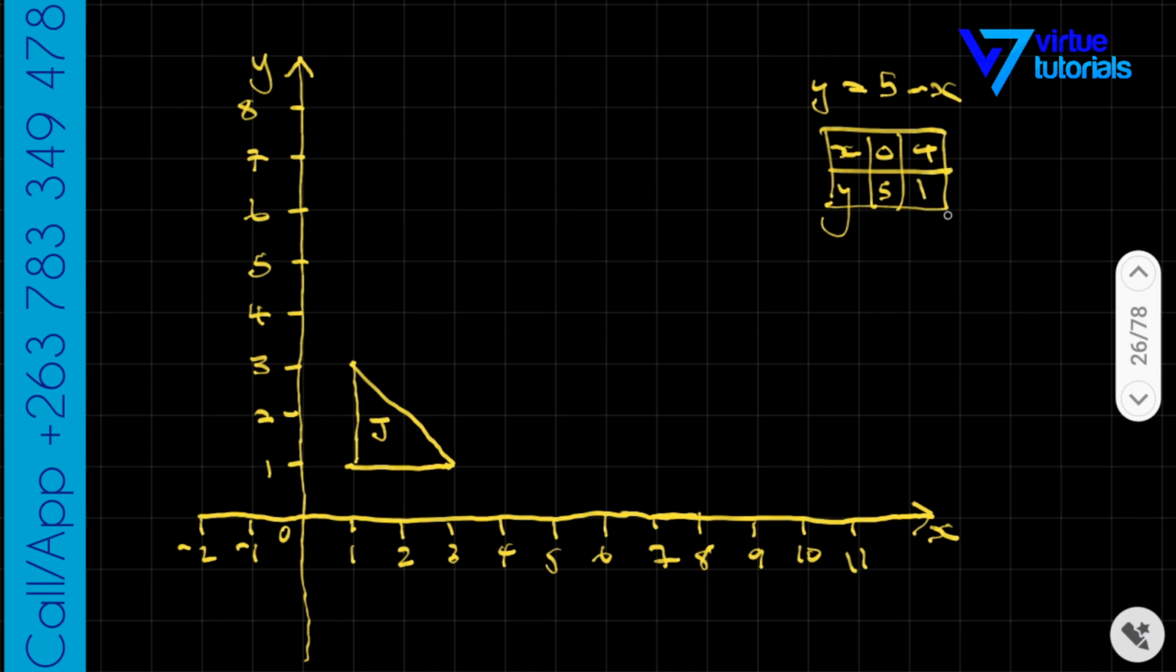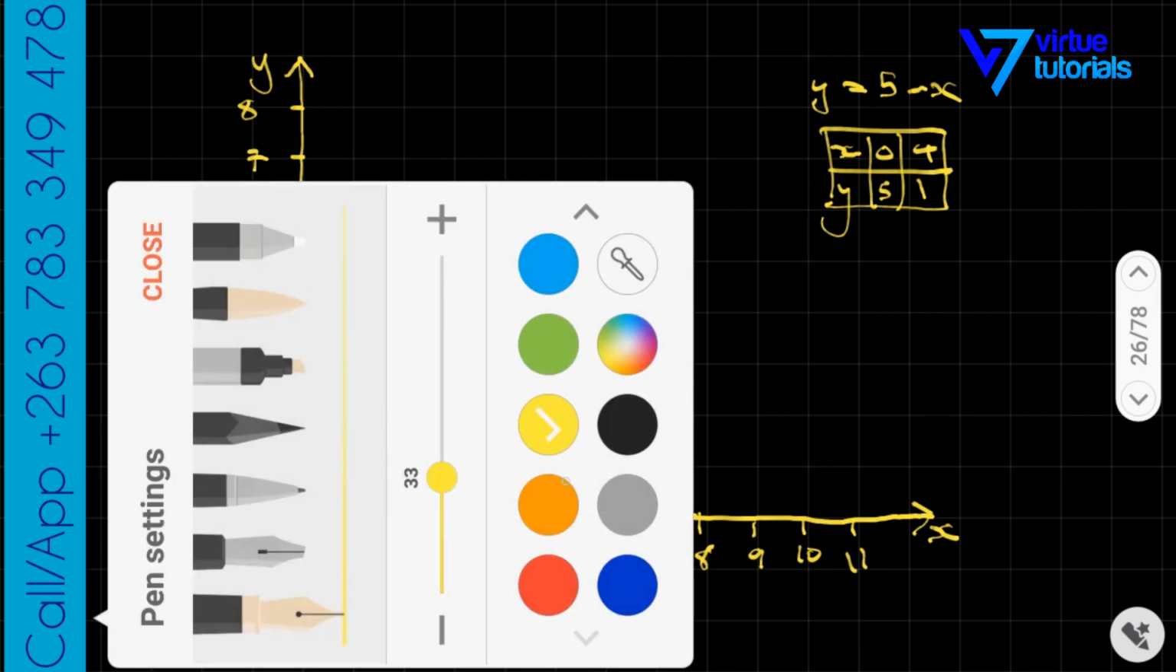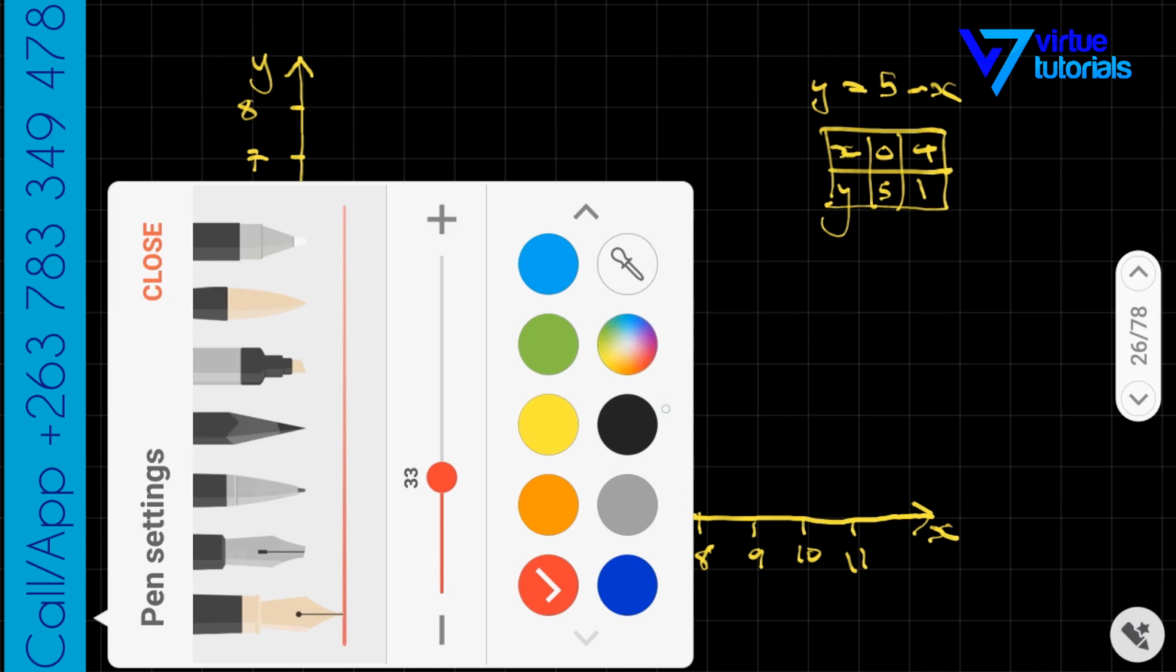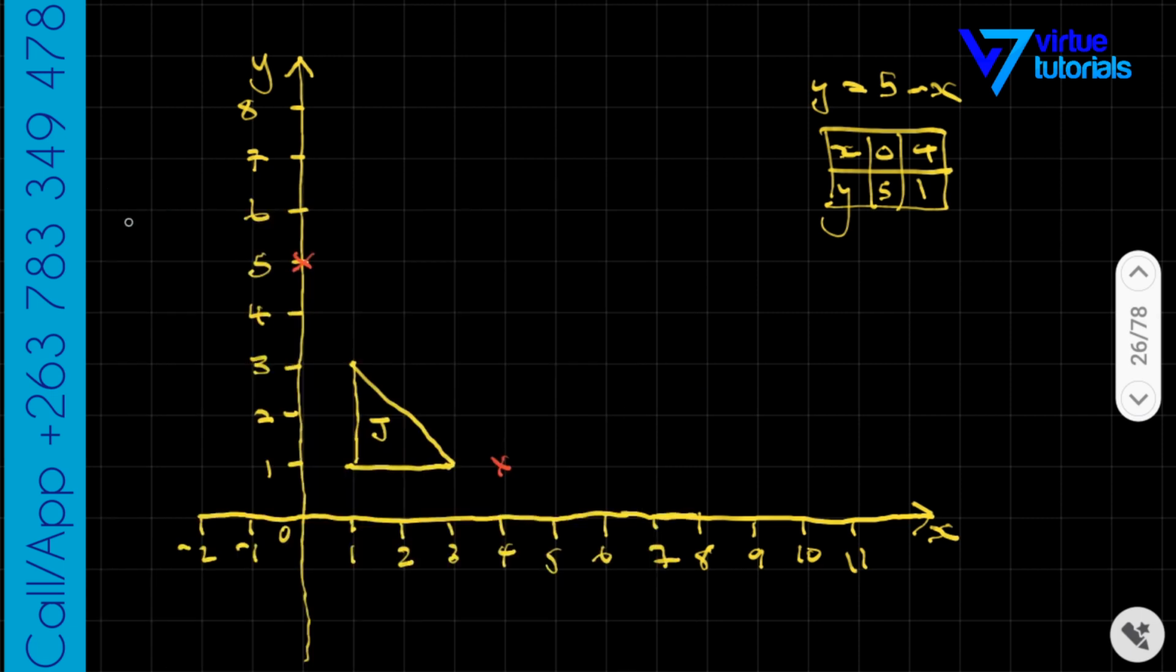If you're not too familiar with this stuff, like I said, watch the video series on lines where I teach that. So the first point is (0, 5). I mark the point there. And then the second point is (4, 1). I mark the point there. Now I can draw my line going through those points. It's going to be a straight line. So that's my line, y = 5 - x.